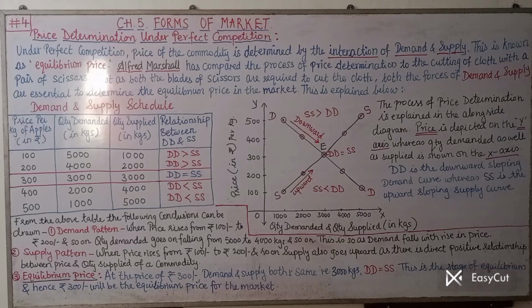Why direct? Because both the factors go in the same direction. Price goes up, supply up. Both go in the up direction, same direction. So there is a direct positive relationship between price and supply of a commodity. So that is shown in the schedule.